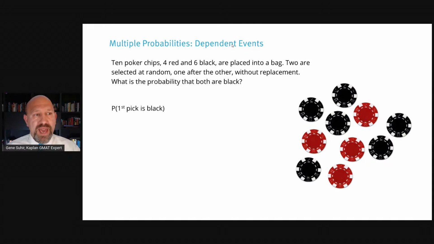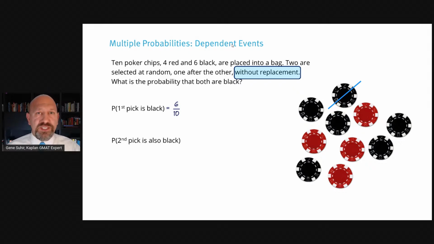The first time you go to that bag, you desire a black poker chip. There are 6 of them out of a total of 10 chips. I realize that reduces to 3/5, but I want to leave that for a minute as 6 over 10, because consider what's going to happen next. That phrase, without replacement, is absolutely crucial, should make your antennae go up. Because what that means is that we're going to remove that black chip and we're not going to put it back. We have altered the composition of what is in that bag for when we go back the second time.